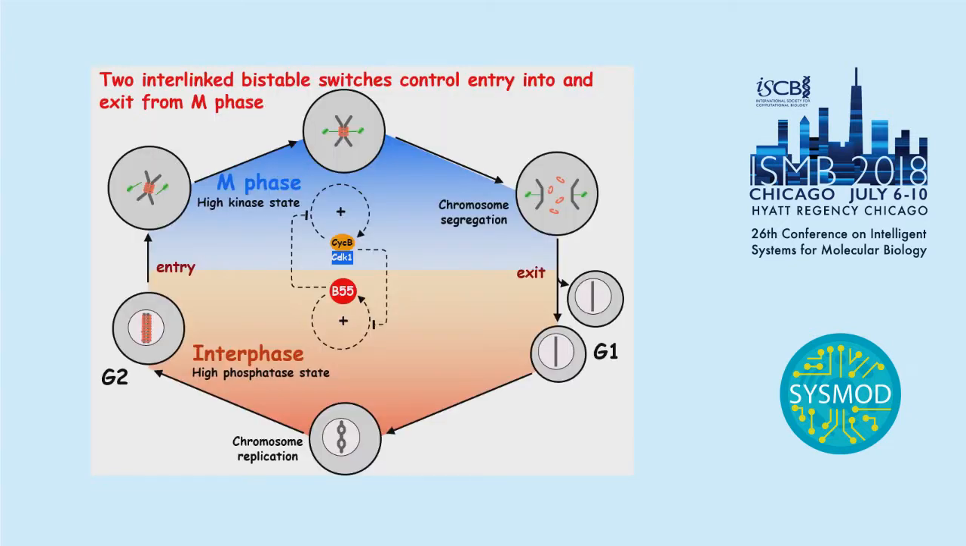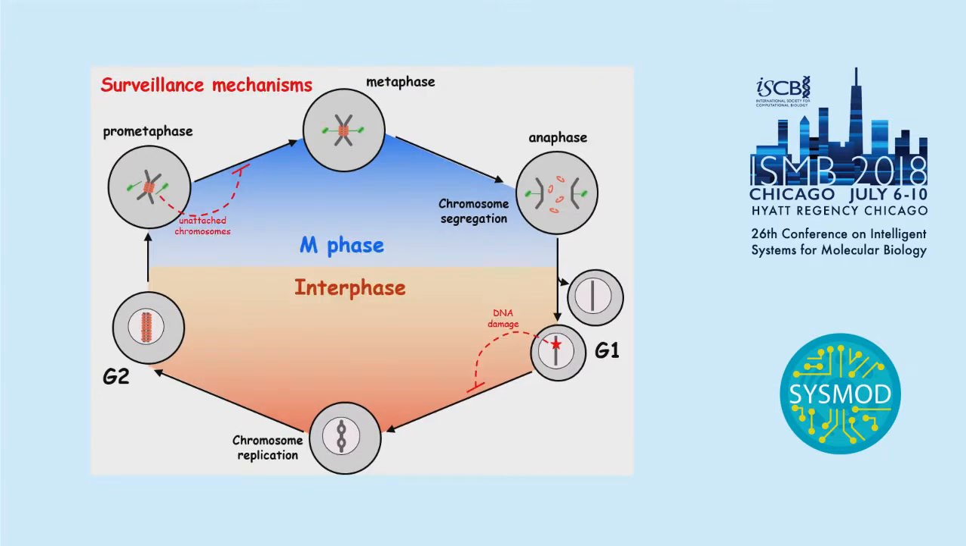So now, back to the paradigm of the copying and collating machine. The collating phase is the high kinase phase, when this switch is in the high kinase state, and then as we leave mitosis and go into interphase, the copying phase, that's a high phosphatase state.